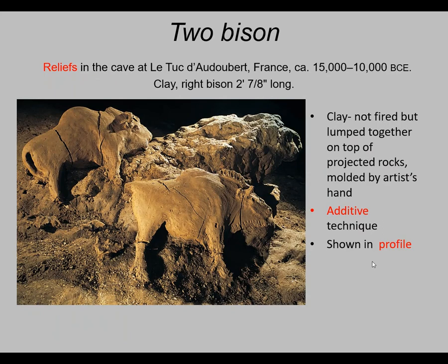This is two bison. This is a relief, but it's a high relief, meaning it almost projects off of the surface. As a matter of fact, it is off of a stone that sticks out with clay molded right on top of it. Of course, it's not fired like pottery would be, so it's not permanent, but it was preserved in the cave and it's still there. And it is an additive technique, meaning instead of carving out and getting rid of material, the artist had to add the mud material. And these are very much in proportion, and they have details too. It's not easy to do.